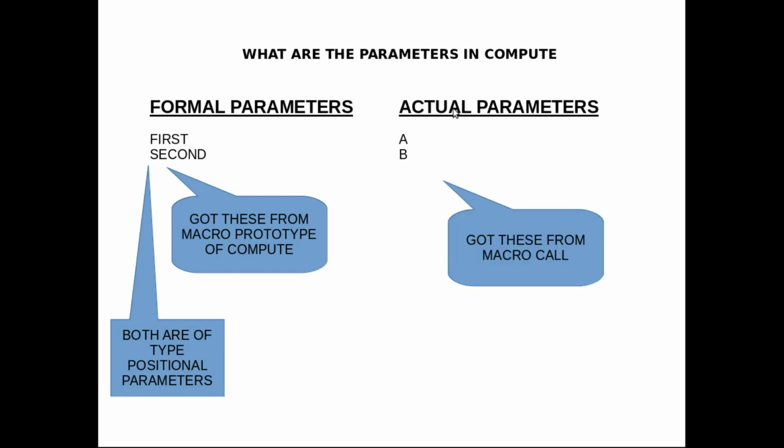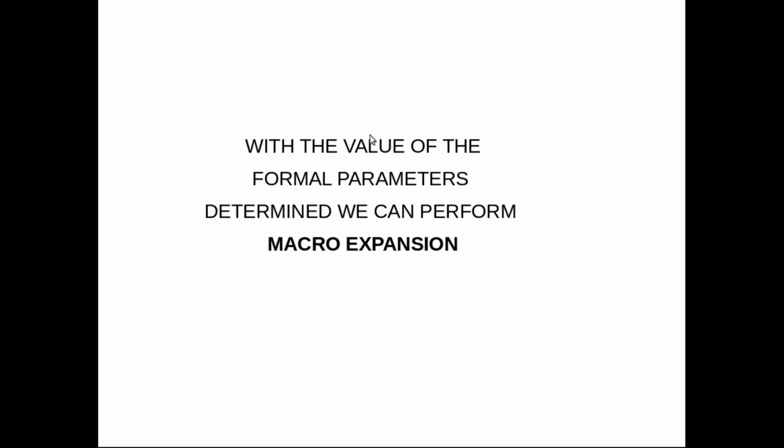And what are the actual parameters? We get this from the macro call statement, and we have two actual parameters a and b. And since these two parameters are of type positional parameters, the mapping will be done based on position. So the first formal parameter will take the value of the first actual parameter, and the second formal parameter will take the value of the second actual parameter. So we have this mapping, and once we are done with mapping, we can now perform the macro expansion.